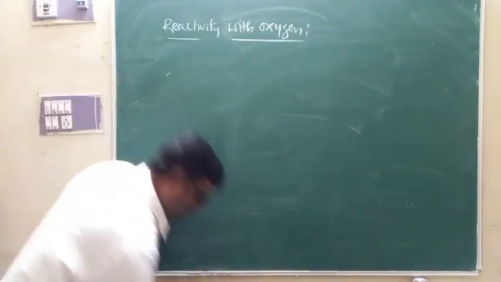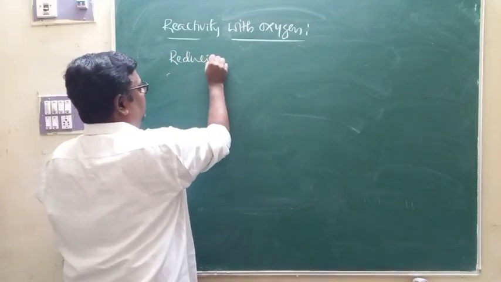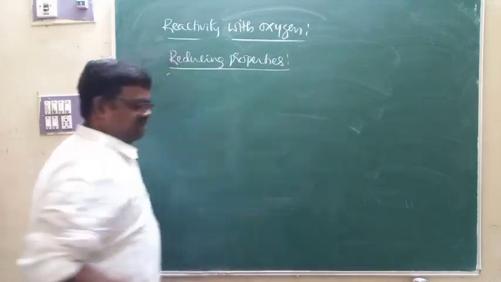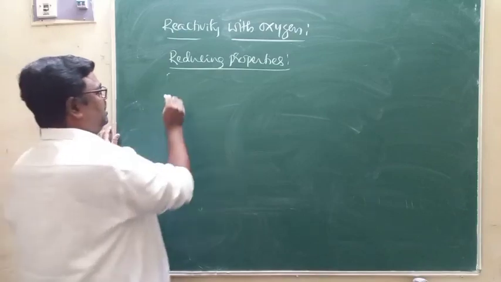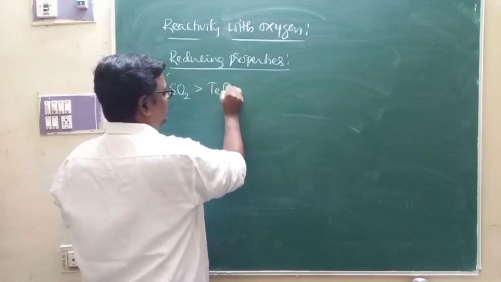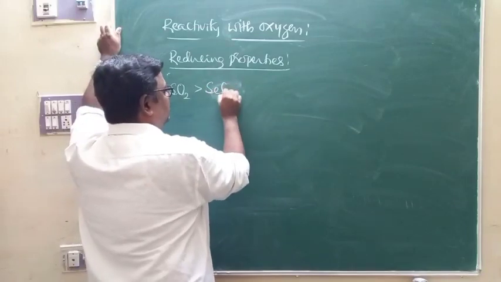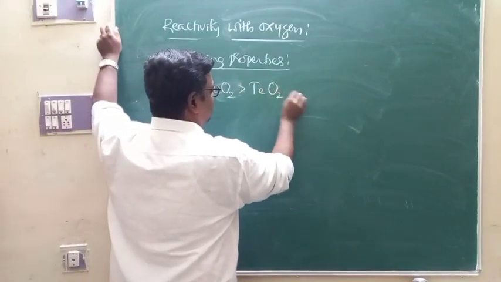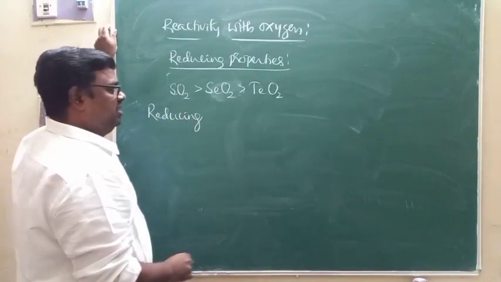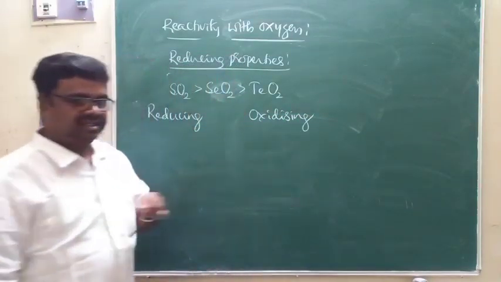I can compare reducing properties of EO2 type oxides. That is, SO2 is a stronger reducing agent than TeO2. Or you can say the reducing property of SO2 is greater than SeO2, which is greater than TeO2. Therefore, SO2 is a strong reducing agent, whereas TeO2 is a very good oxidizing agent.